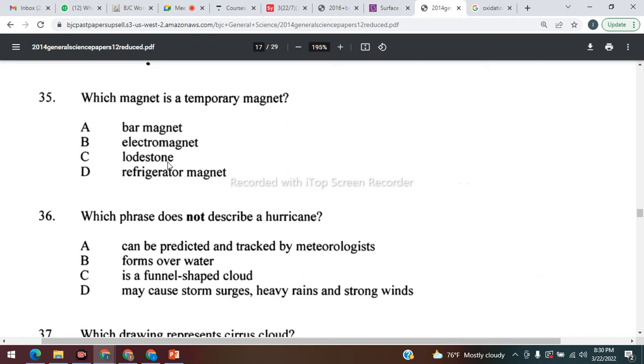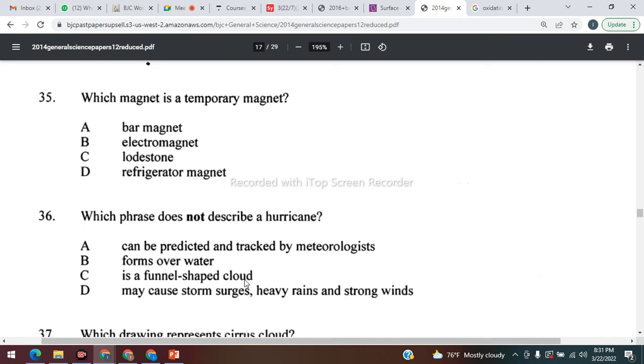Okay, number 36. Which phrase does not describe a hurricane? A. Let me read the choices. Which phrase does not describe a hurricane? A, can be predicted and tracked by meteorologists. B, forms over water. C, is a funnel-shaped cloud. Or D, may cause storm surges, heavy rains, and strong winds. C.